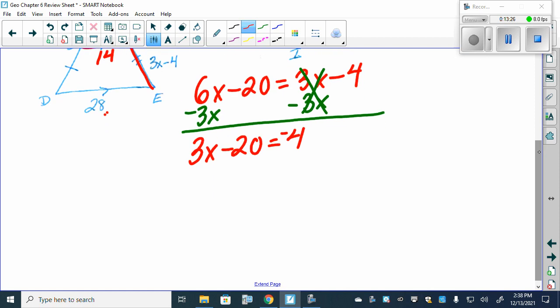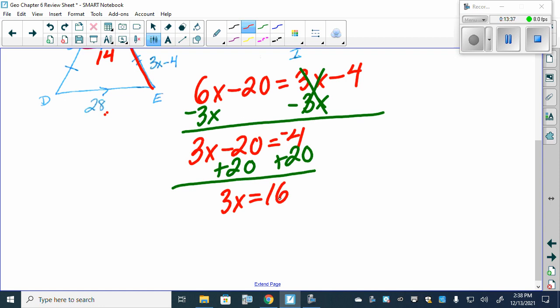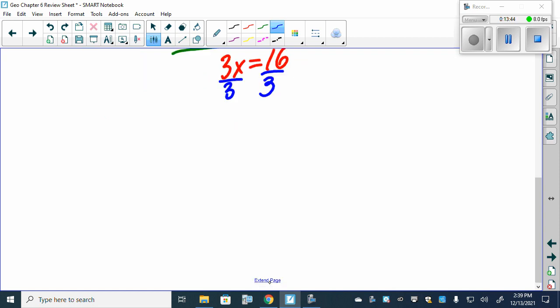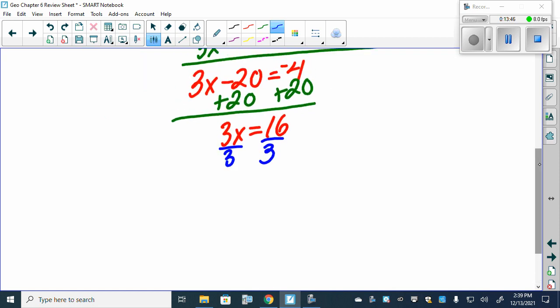The next thing we can do is add 20 to both sides. When we add 20 to both sides, we get that 3x is equal to 16. And last but not least, we can divide by 3, which tells us that x is equal to 16 thirds. Because we still need to plug it back in.